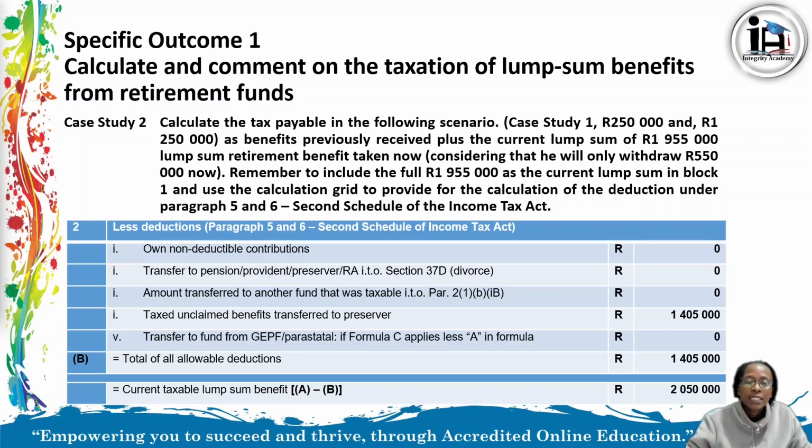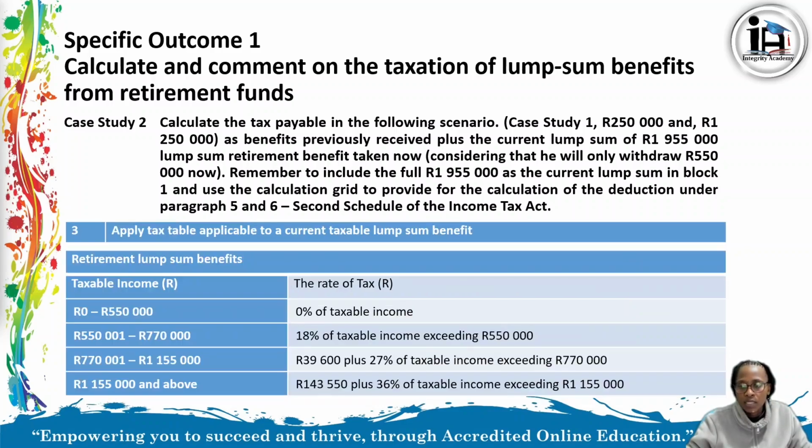We don't have, and tax unclaimed benefits transferred to preserver is 1,405,000. And transfer to funds from gap parastatal, if formula C applies less A in formula, we don't have that amount. So our total of all allowable deductions will be 1,405,000. So our current taxable lump sum benefit will be A minus B, which is 2,050,000.